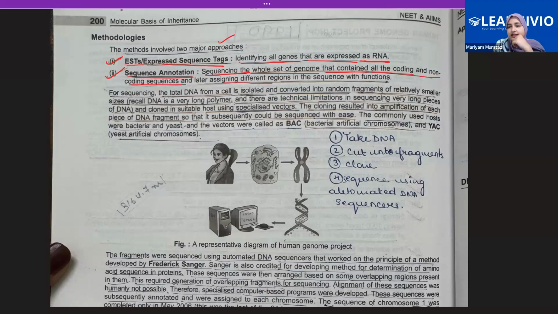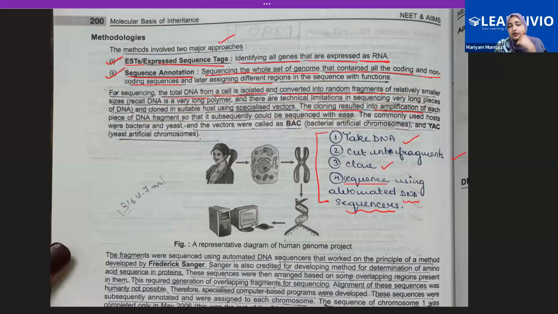So first they took the DNA, cut it into fragments, cloned the DNA, made multiple copies, and then sequenced it using the DNA sequencer. These are the basic four steps that they follow. For sequencing, the total DNA from a cell is isolated and converted into small fragments. And then they were cloned. The cloning resulted in amplification. Clone means making multiple copies of one thing.